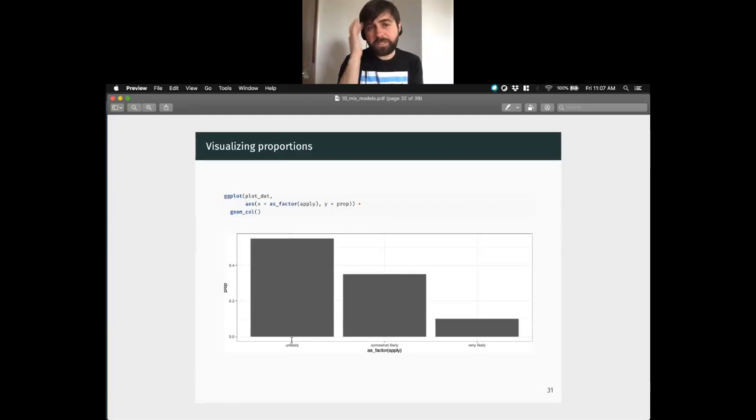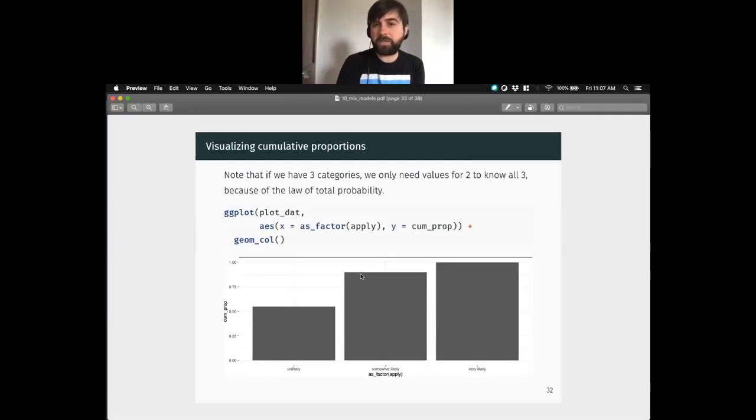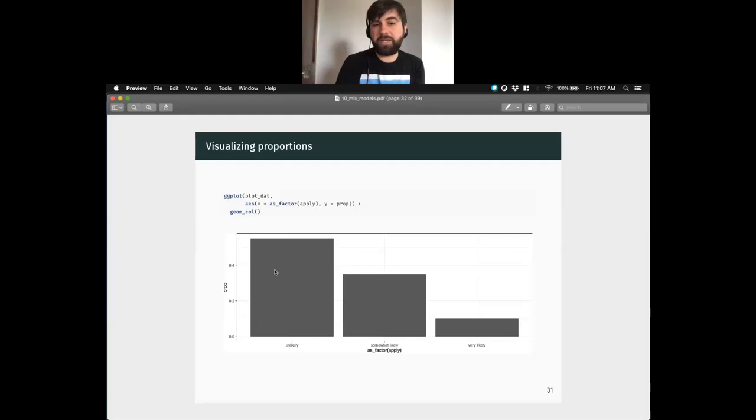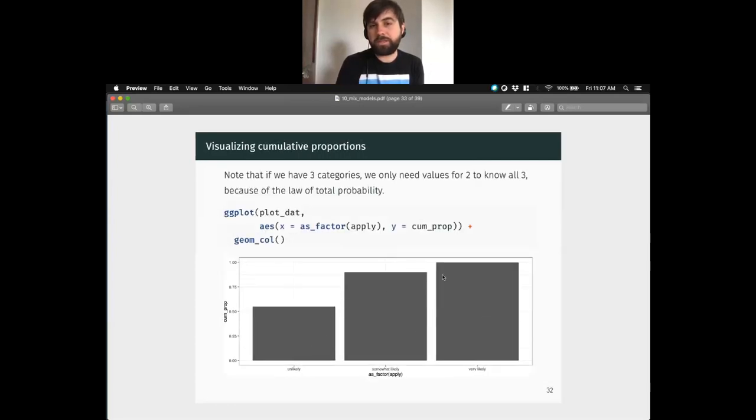So this is the proportions, right? Just the regular proportions. And this is the cumulative proportions, right? So we have here just regular proportions, 55% unlikely, 35% somewhat likely, 10% very likely. But when we translate it to cumulative, you can see that when we're at the final category, we're at 1, right? And this cumulative process is what we're going to use as our link function here.